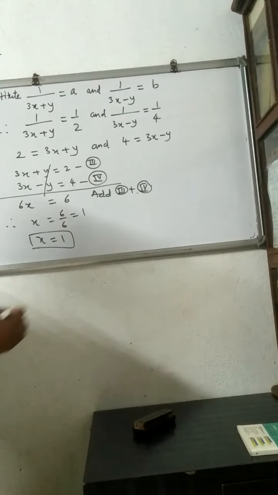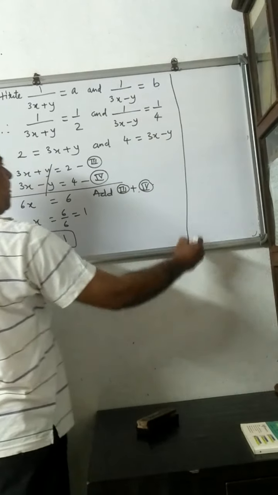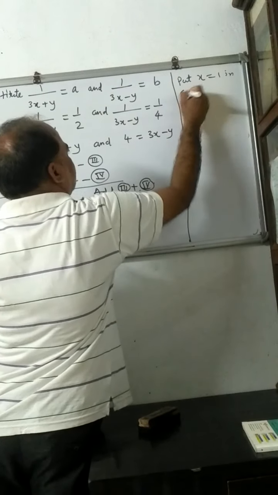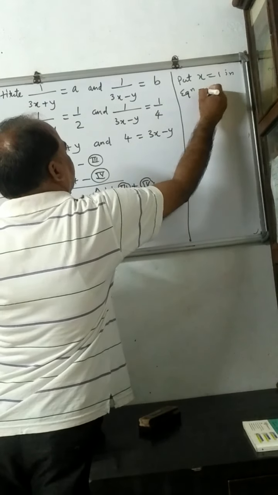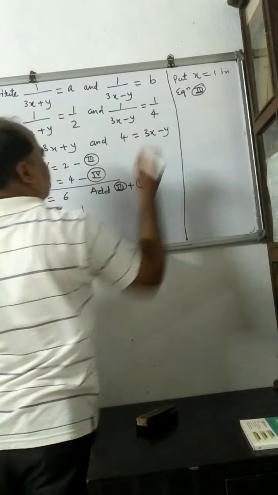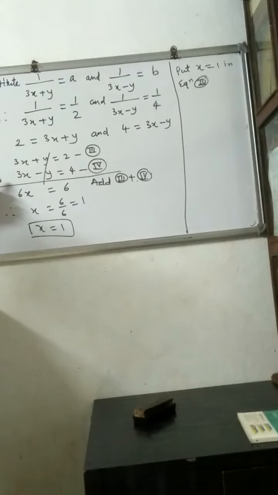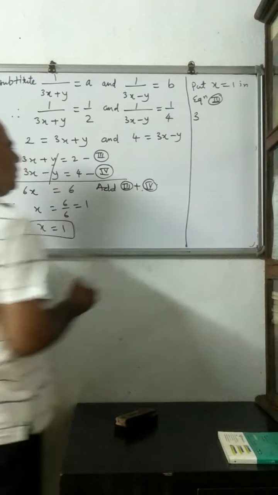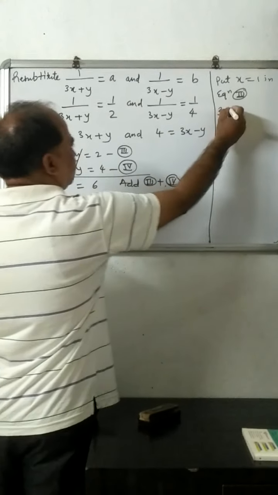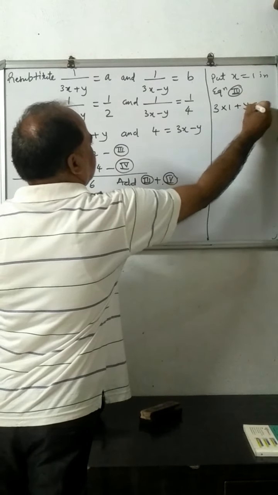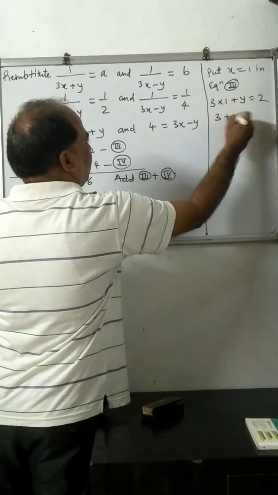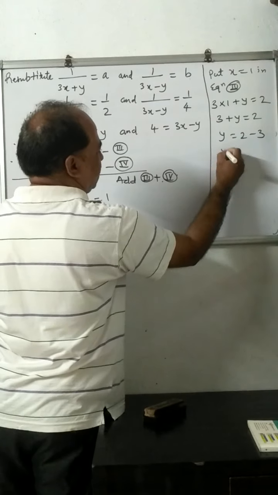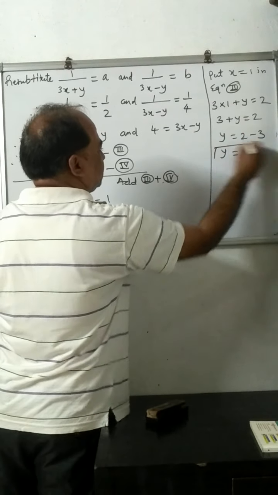Now put this value of x, x is equal to 1, in equation 3rd. Equations 1 and 2 are in variables a and b, but equations 3 and 4 are in x and y. So put it here in equation 3rd. So we will get 3 into 1 plus y is equal to 2. 3 plus y is equal to 2. So y is equal to 2 minus 3. So y is equal to minus 1.